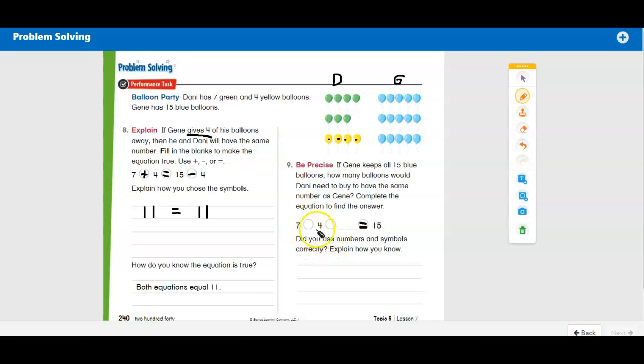So we know that we have to add. So first, you need to find what is 7 plus 4. So you can use this workspace down here. Then 7 plus 4 plus what number would give you 15? So first you can find what is 7 plus 4. Write your work and find your answer down here. Then that number plus how many more would give you 15?